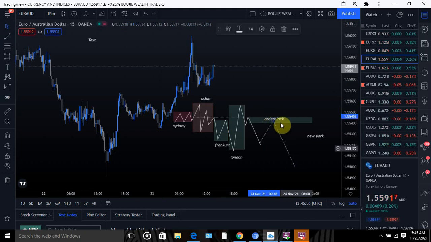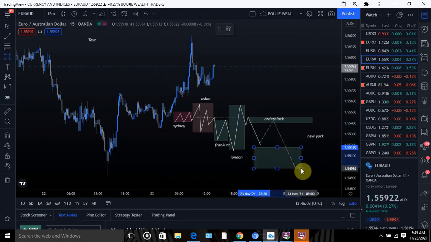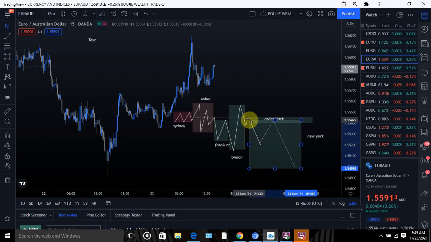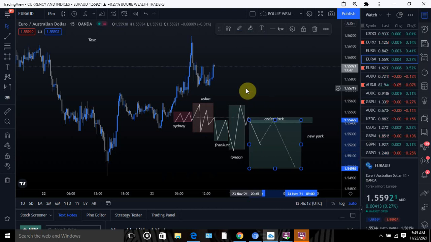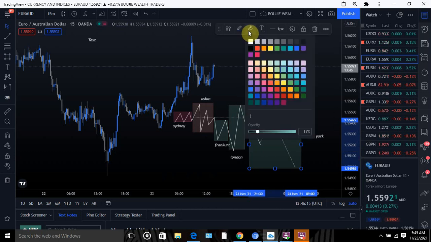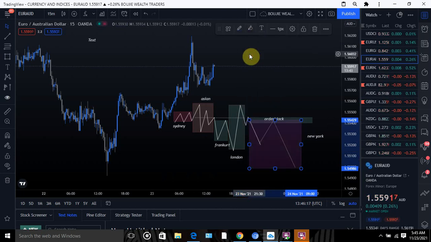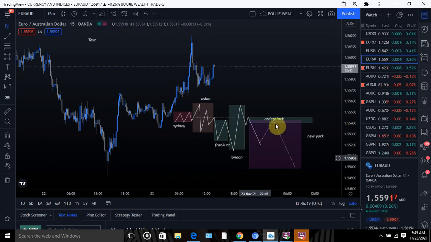Then we do what? We distribute. After that we do what? We distribute and move into our preferable direction, into our daily bias direction.